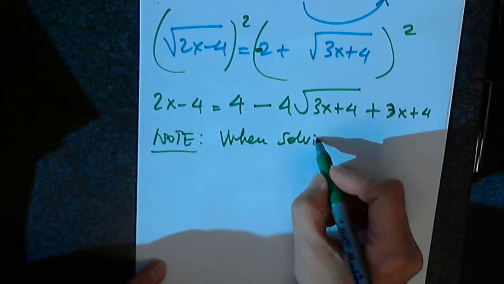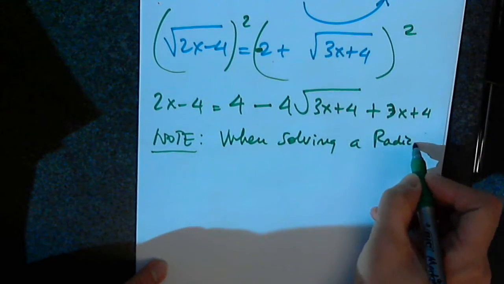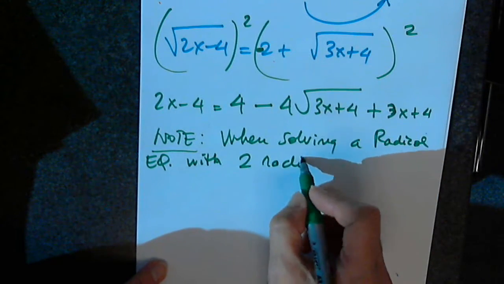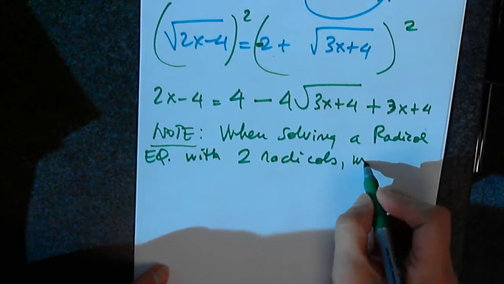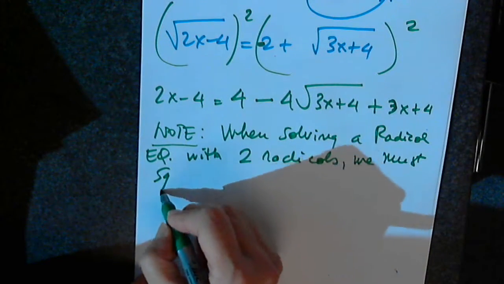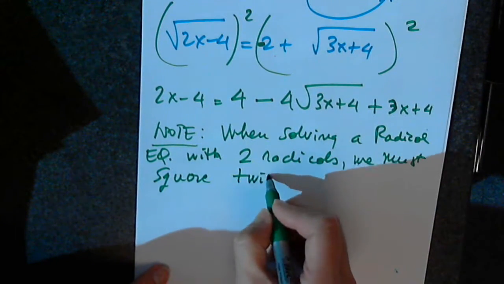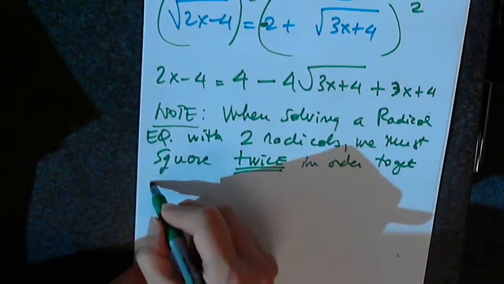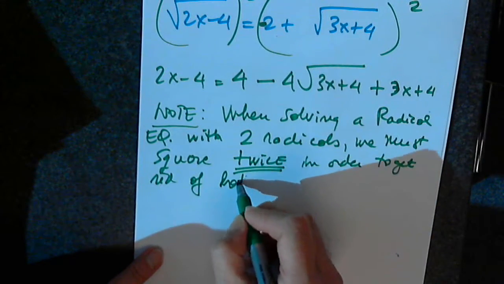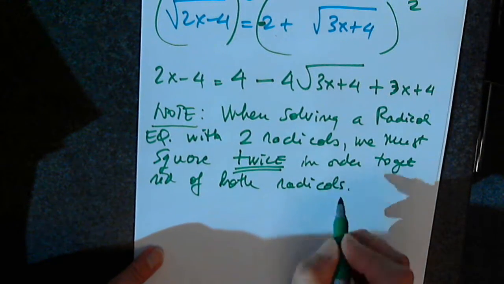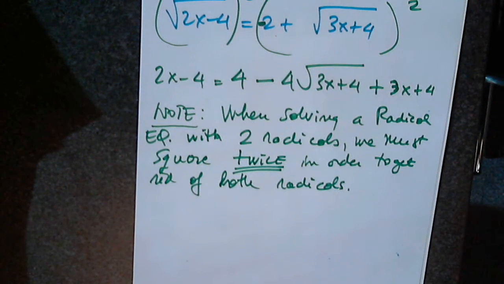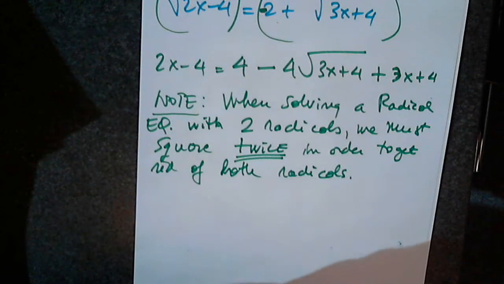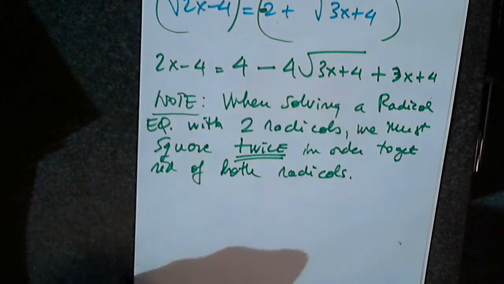When solving a radical equation with 2 radicals, we must square twice in order to get rid of both radicals. So when solving a radical equation with 2 radicals, we must square twice in order to get rid of both radicals. So I have this step now.